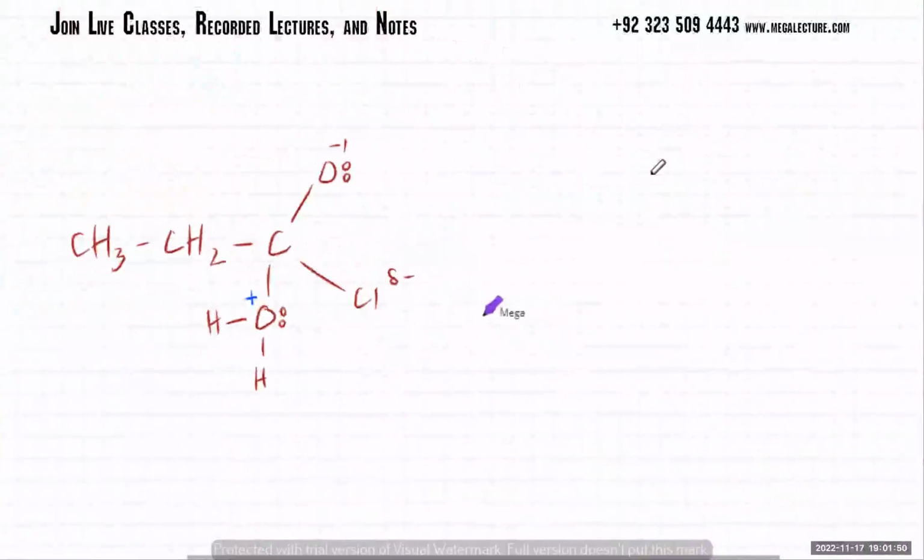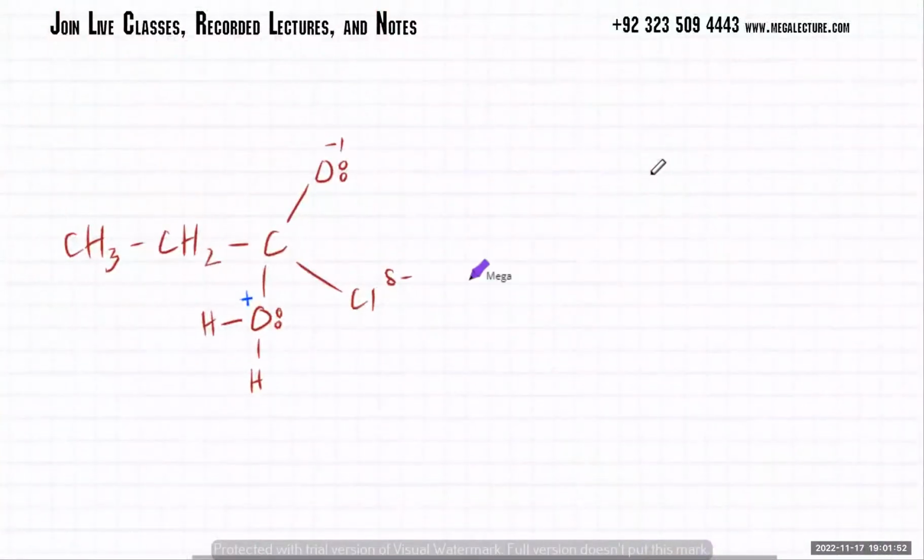Now the next step is these electrons that have accumulated on the top, they're going to come back. And they're going to reform the double bond. The double bond is going to be formed back again.